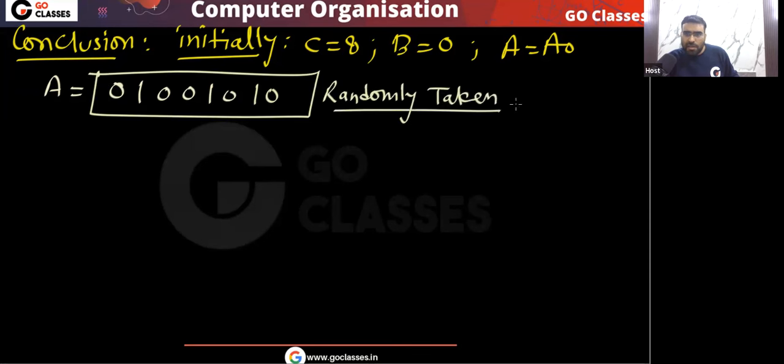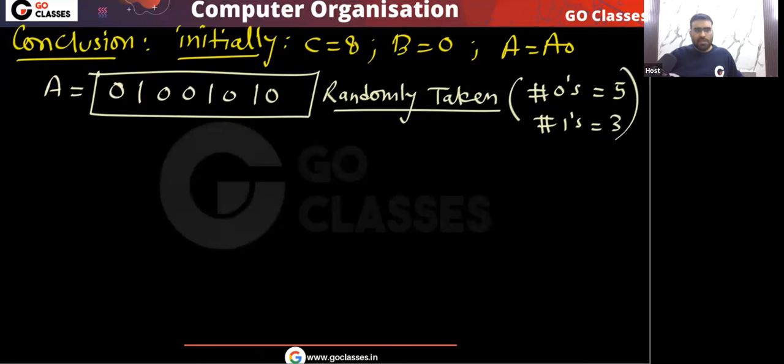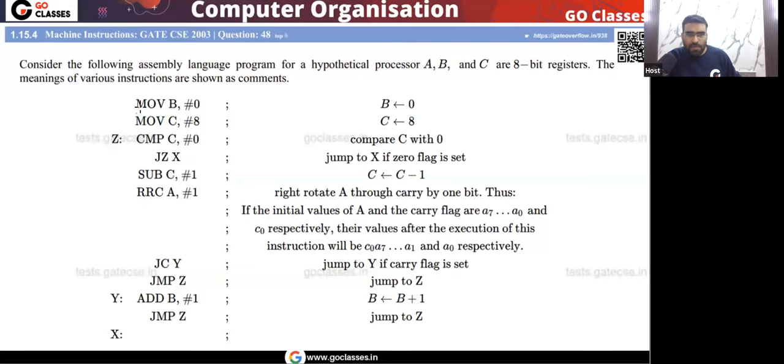In this you can see the number of zeros. How many zeros are there? The number of zeros is 5, and the number of ones is 3. Yes or no? So this is the value of A I have taken. Now in this question, let me tell you overall what is happening.